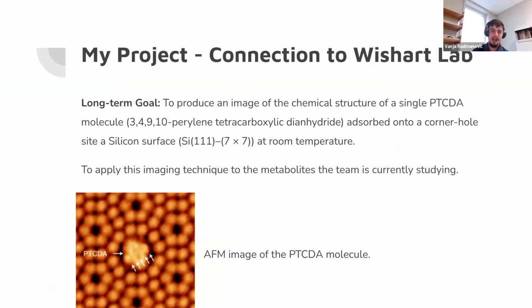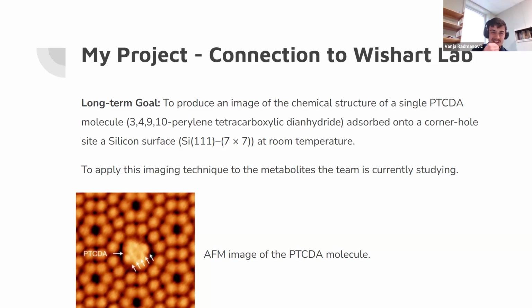Now, to bring it back to my work over the summer and to Wishart Lab. My goal for the summer was eventually to produce an image of this PTCDA molecule to see its chemical structure. To do that, it's required to first be absorbed onto this silicon surface into one of the corner holes on the silicon substrate, and to do this imaging at room temperature. And eventually to apply this imaging technique to the metabolites that the team is currently studying.